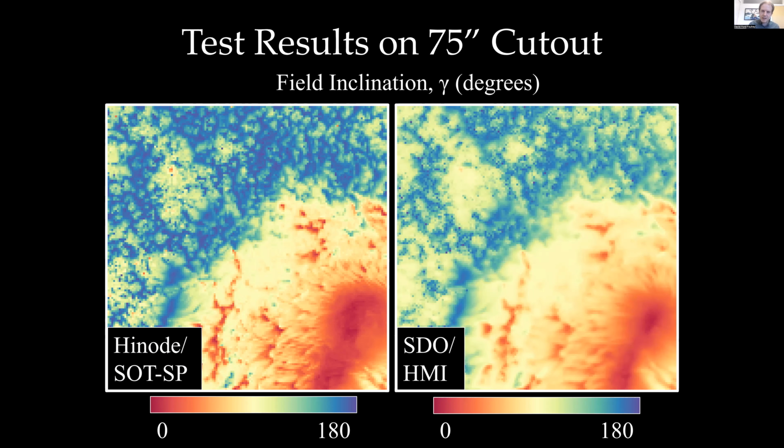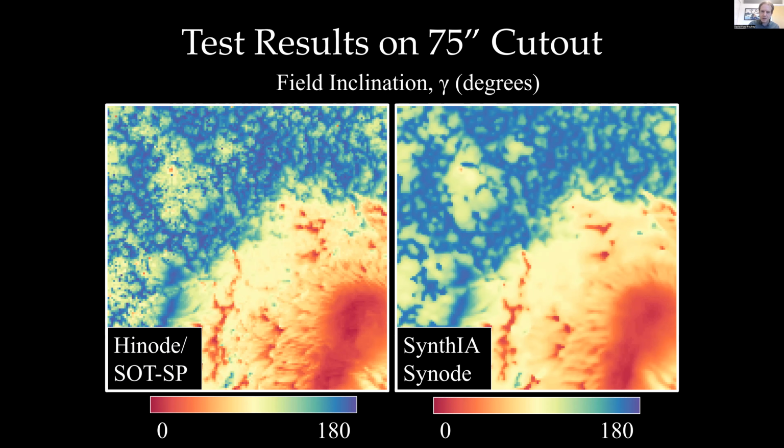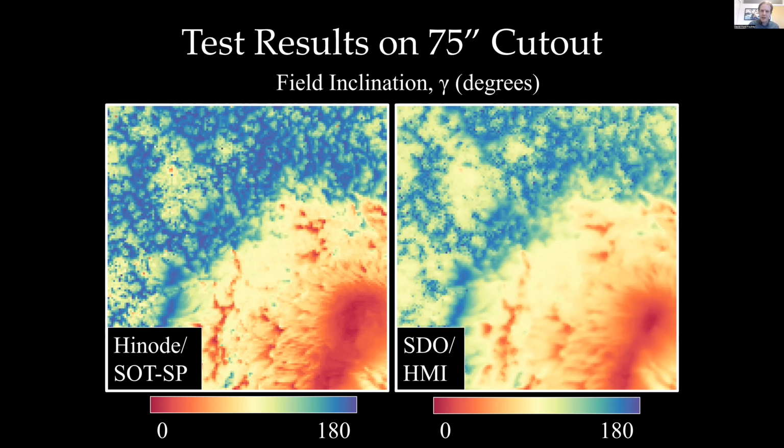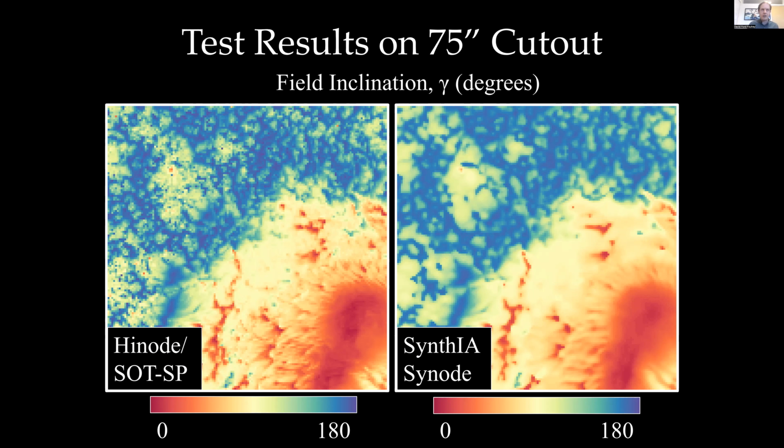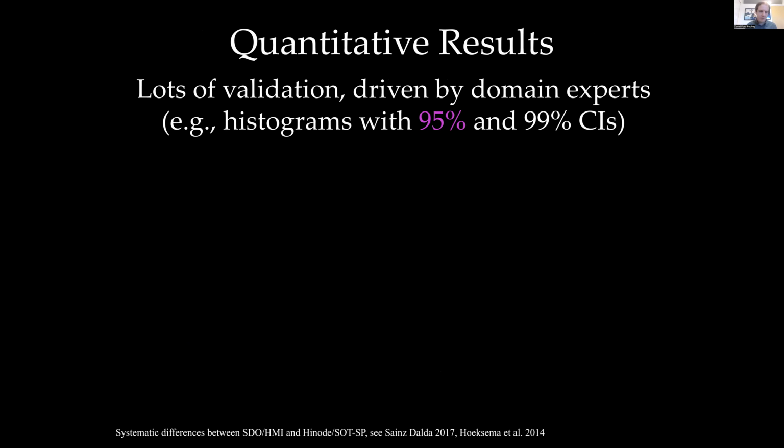And if you compare that with HMI, these networks are substantially thinner. So before and after. Despite the fact that our system is using HMI inputs, it's able to produce outputs that very closely resemble the Hinode data. And there are a lot of quantitative results that I'm not going to get into in the interest of time, but there's a lot of validation.